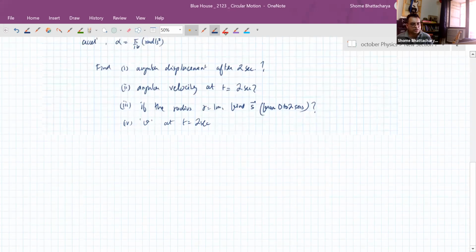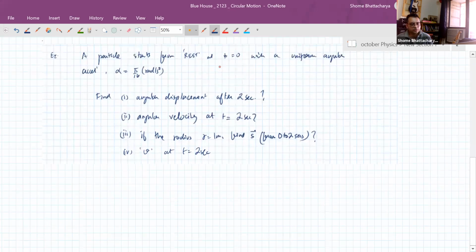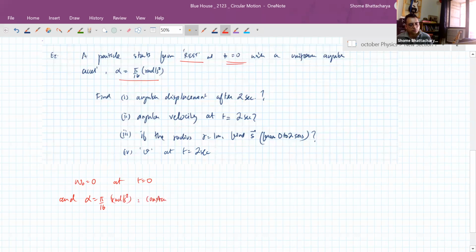See the information that is given in the question. It starts from rest at t equal to 0 with uniform angular acceleration. So angular velocity initially is 0 at t equal to 0 and alpha is uniform, so it's constant. Alpha is constant means rate of change of angular velocity is constant. So that means angular velocity at any time should become initial angular velocity plus alpha t.